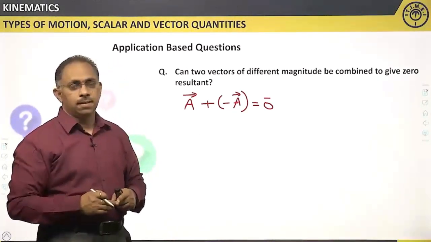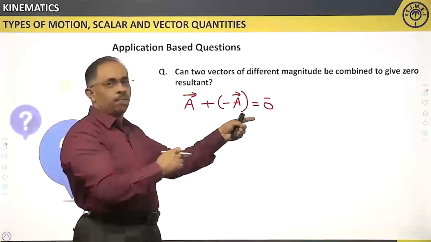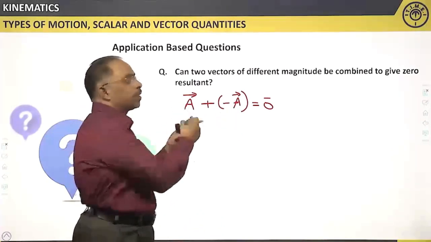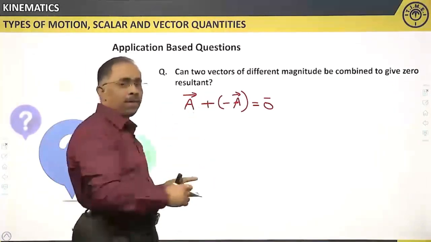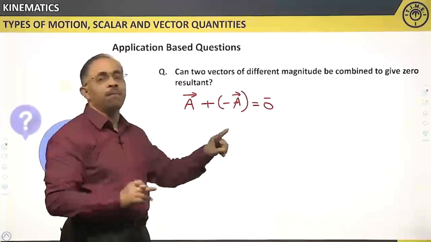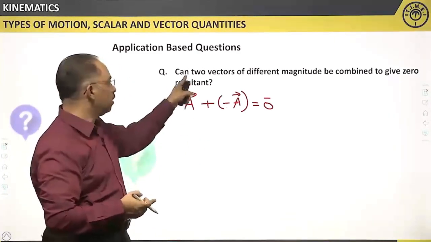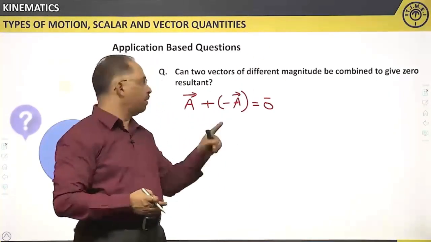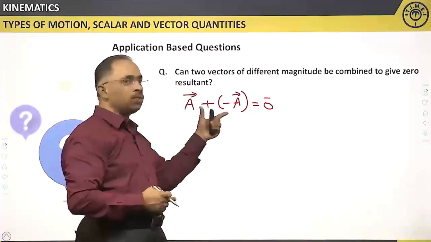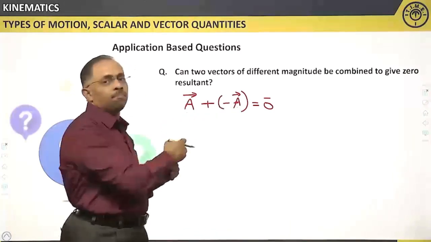Clear? Now, the question is that when I am adding these two, I am getting 0. Will the magnitudes of these two vectors be different? If these two are different, then the answer for this question will be yes. Is it clear? So, we are talking about two vectors of different magnitude. When I wanted to have 0, this is the condition to get 0. Now, I need to check out on these particular magnitudes.